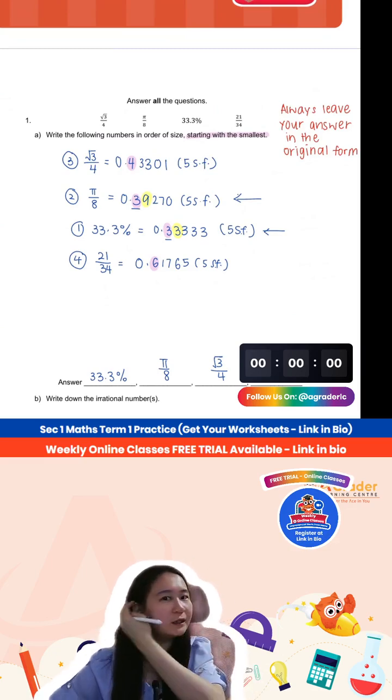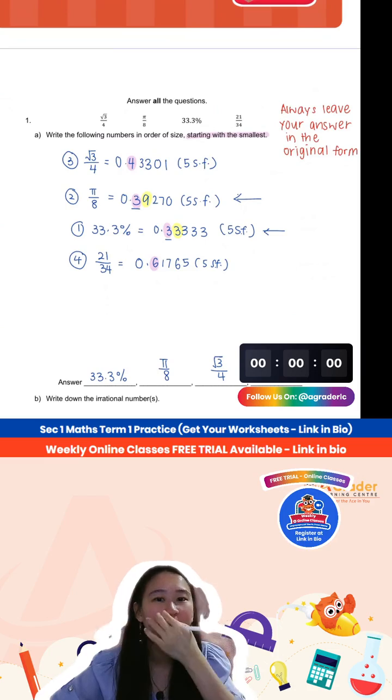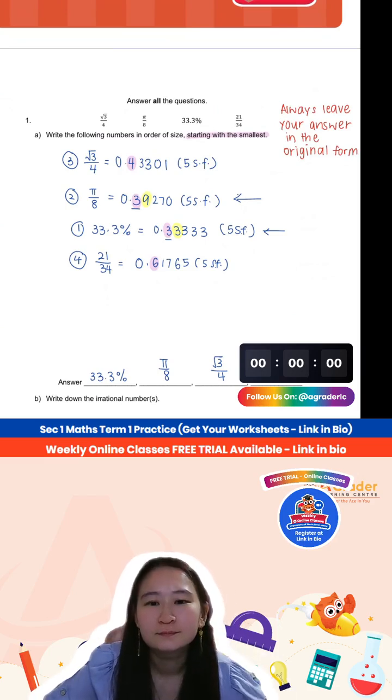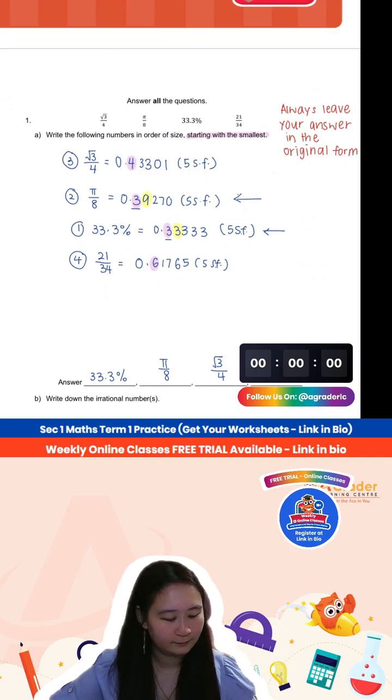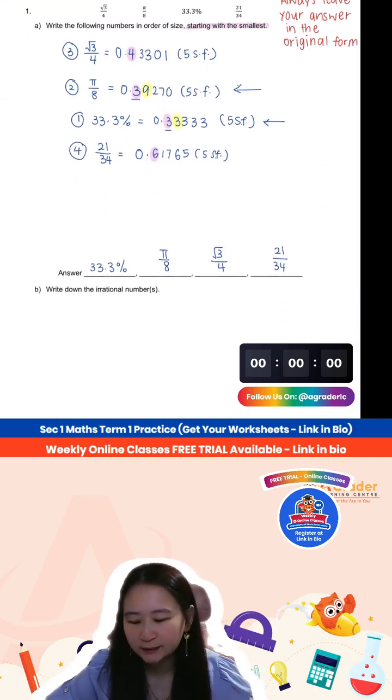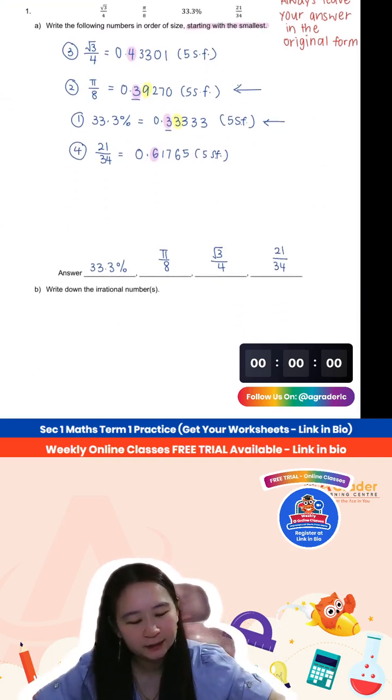Okay, is everyone done with part A? Can we move on to part B? Write down the irrational numbers. So what are irrational numbers?